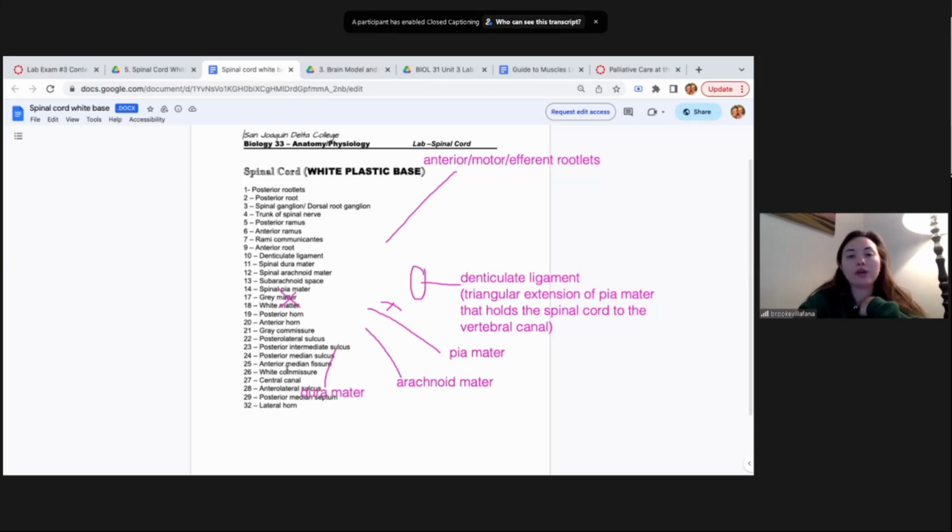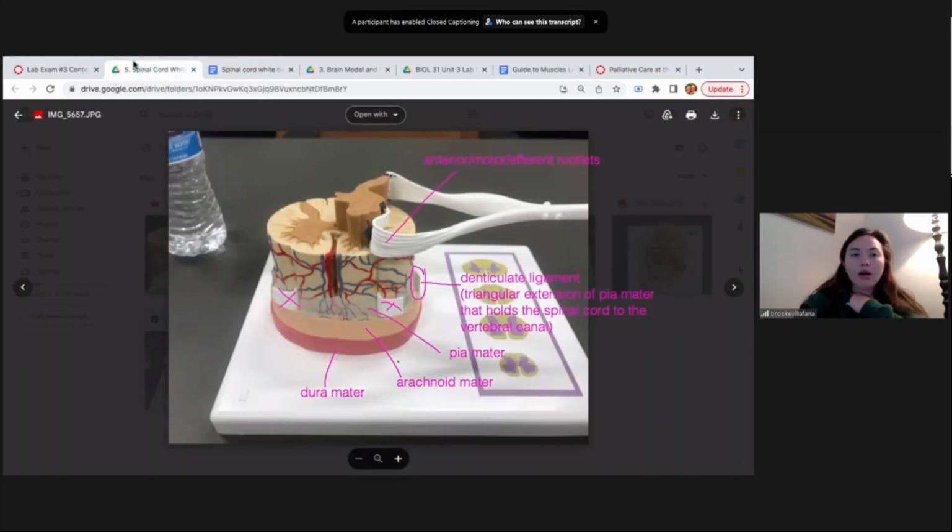Central canal and gray commissure and white commissure are on here as well. I didn't label those. I can go back and show you. White matter, gray matter. Oh, subarachnoid space. They're titling each of these spinal arachnoid mater, spinal dura mater. It's the same thing, spinal pia mater. I just wrote dura mater, but you could put spinal in front of it and it would still be correct. And this would be the subarachnoid space right here.